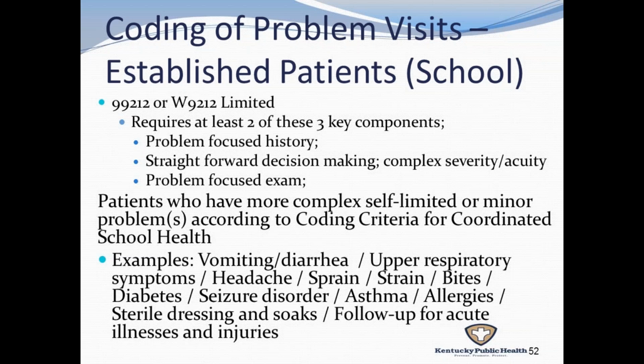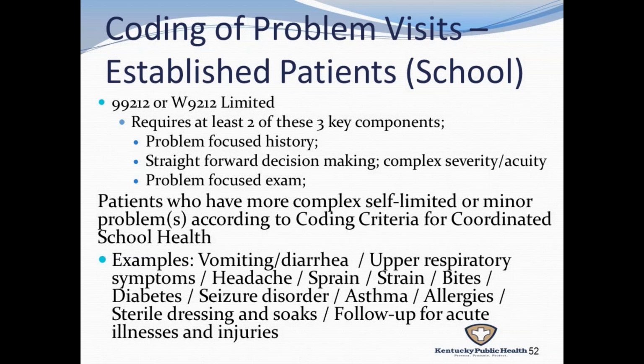And then we also have, because in the school setting, you only have 2 codes for established patients that you can pick. Or rather 4, sorry, if you're an APRN. If you're an RN, you have 2, which is the W codes. If you're an APRN, you're going to have 2, which is the 99 codes. So, according to DPH policy.